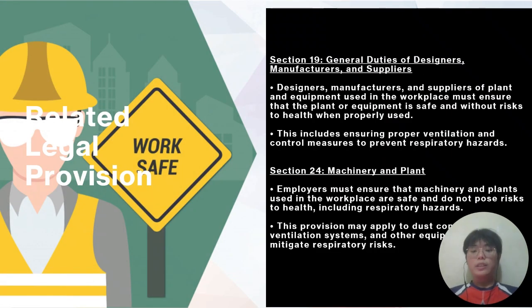So lastly, Section 24 mentions the machinery and plants. Employers must ensure that the machinery and plants used in the workplace are safe and do not pose any risk to health, including respiratory hazards. The machinery used in the mining industry is very important, so it's very important also to ensure that all the machinery used is working in good condition. This provision applies to the dust components and also the ventilation system and other equipment that mitigate the respiratory risk.